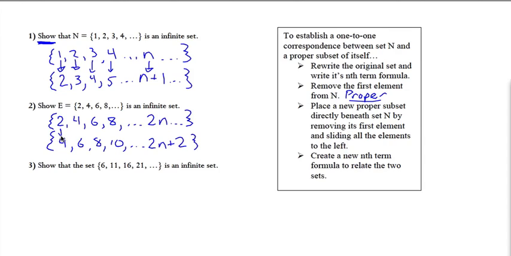And lastly, we just want to show that this is one-to-one correspondence by drawing our arrows in. And then we're done. All right, go ahead and give 3 a try on your own. You can pause the video, and when you're done, check back to see if you got the right answer.